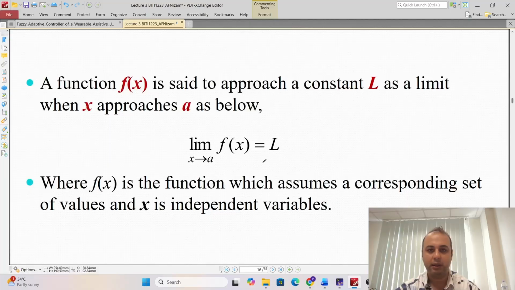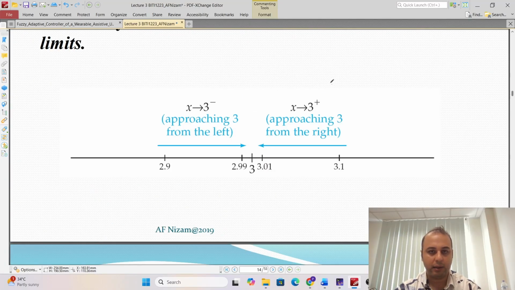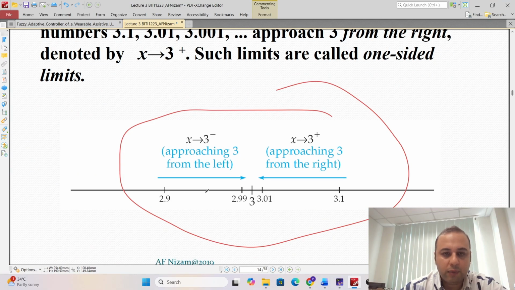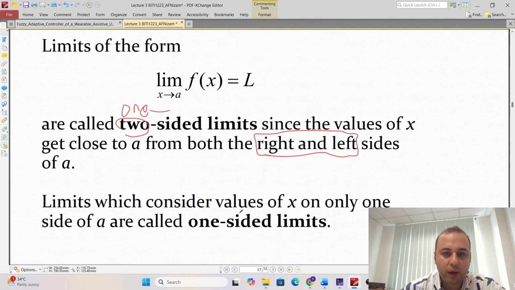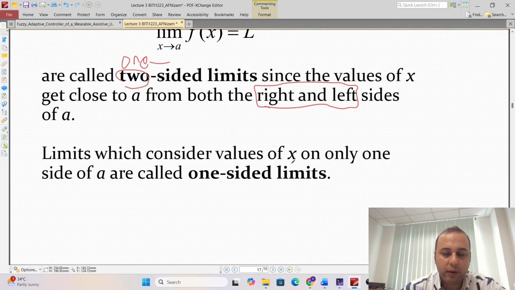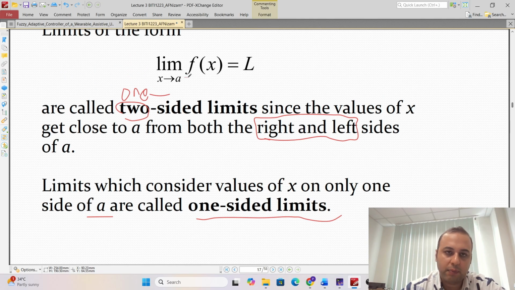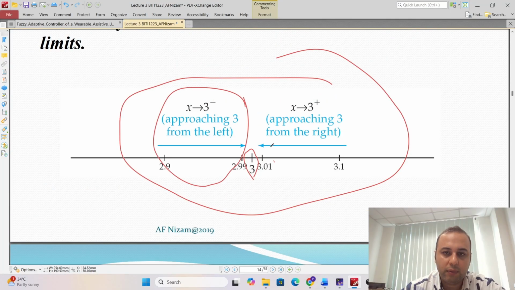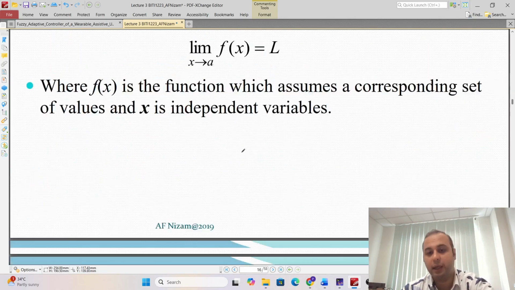You imagine this one from the left and this one from the right. So x from the left and right is two-sided. One-sided is from the left-hand side on the real line approaching 3. A limit which considers values of x on only one side of a is called one-sided. Means like this, as I said, plus or minus: only from the left or only from the right. They call it a one-sided limit.